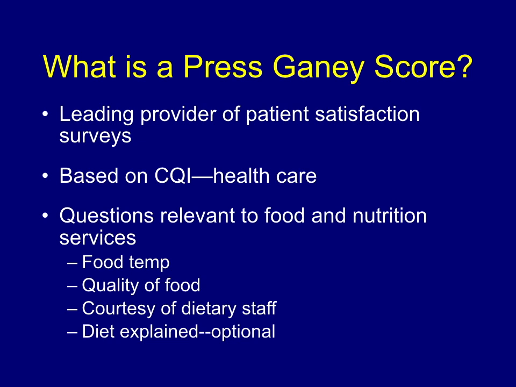So within a Press Ganey score, they're looking for information on a variety of different things. And one of the things that they're looking at is information related to food and nutrition services. So scores or questions related to this piece may revolve around food temperatures or the quality of the food or the courtesy of dietary staff, and other information.